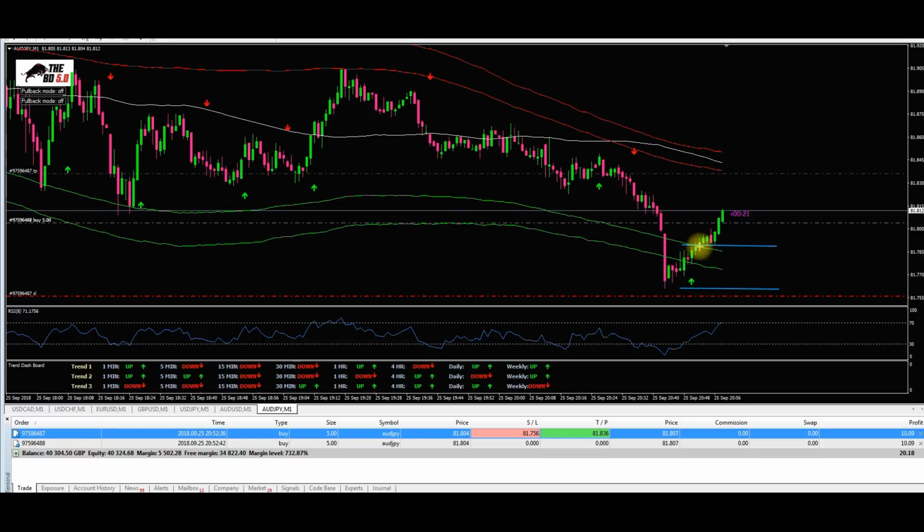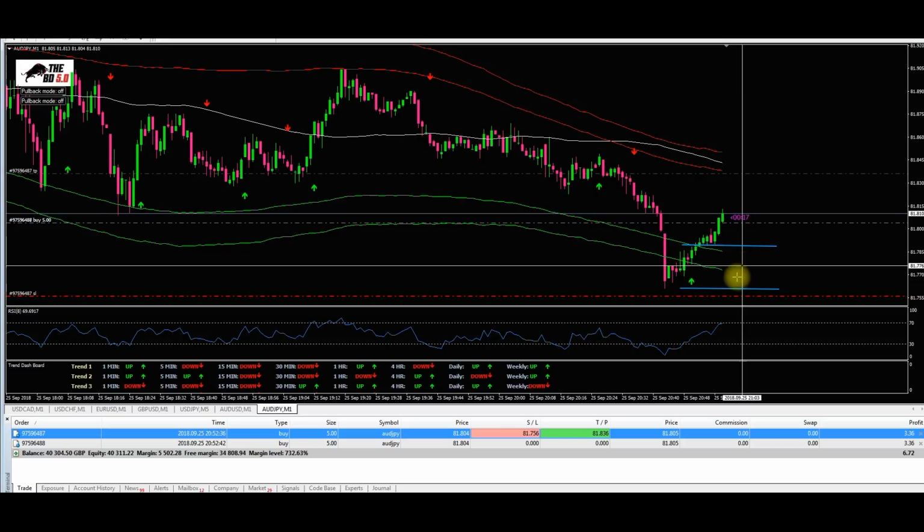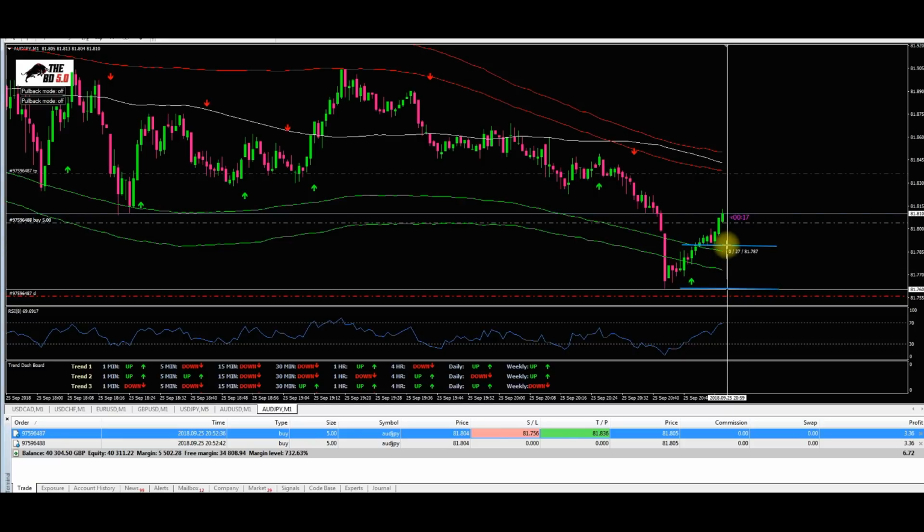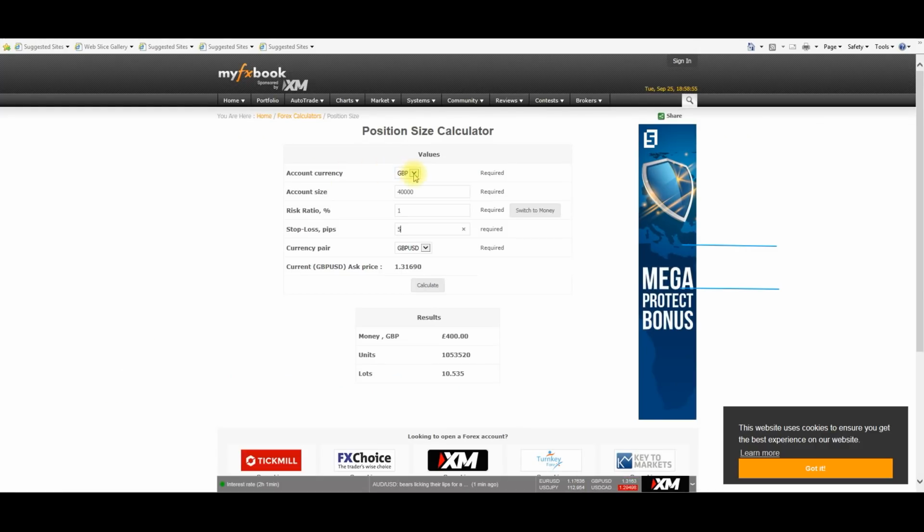I'd take a trade here, I'd set my stop loss here. What I can do is work out how many pips that is. So how many pips from my entry to my stop loss? It is currently 3 pips, right? So I'll go over to the website, and it tells me my lot size and what I'm prepared to lose for this trade. So I'll quickly show you it now.